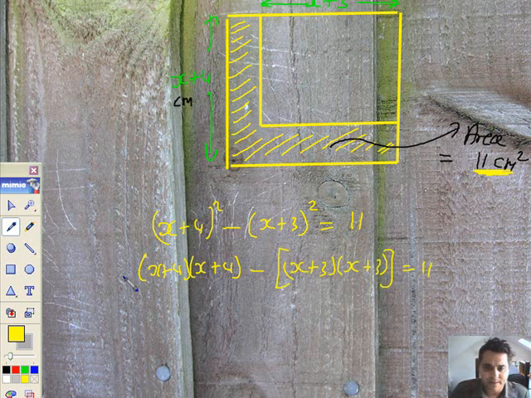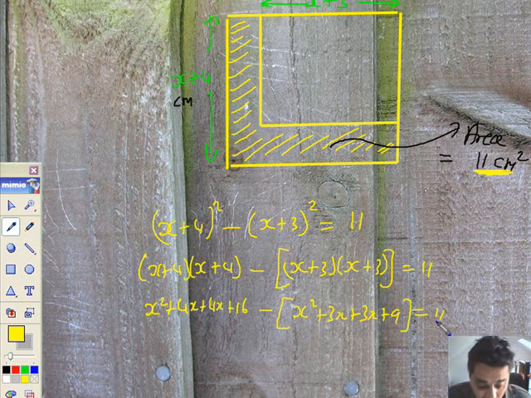Alright, so let's just do this quickly. I've got x squared, 4x, 4x, 16. Did you see that? I've got 2 lots of 4x. So I've got x squared plus 4x plus another 4x plus 16. I ain't got space to do all the arrows, alright? And we're going to take away x squared plus 3x plus 3x, and 3 3s are 9. And that all comes to 11.